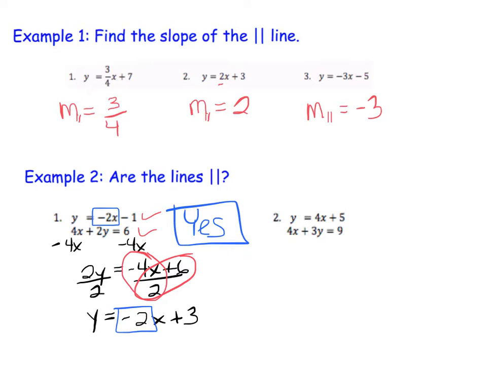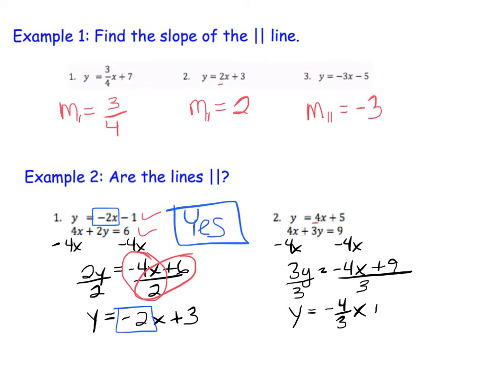Let's do example 2 together. Again, my first equation is in slope-intercept form, so I already know that the slope is 4. The question is, what is the slope of my second line? Again, we'll convert it into slope-intercept form. I'm putting the x term first, but you certainly don't have to. You just always need to know that the slope is the number before the x value, or the x variable.